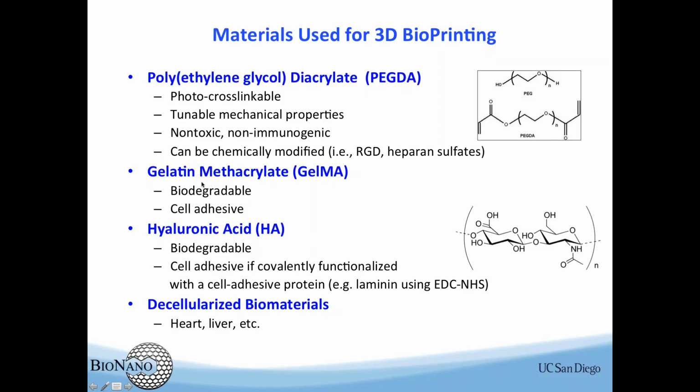We also work with gelatin methacrylate. This material is durable in the body and is also cell adhesive, so you really don't need to do any modification if you use this gelatin as a scaffold material for cells. We can also print hyaluronic acid, which is essentially an ECM material. It's degradable as well, but you do need to functionalize it to make it cell adhesive. We have also developed protocols that can print decellularized biomaterials from heart tissue or liver tissue.